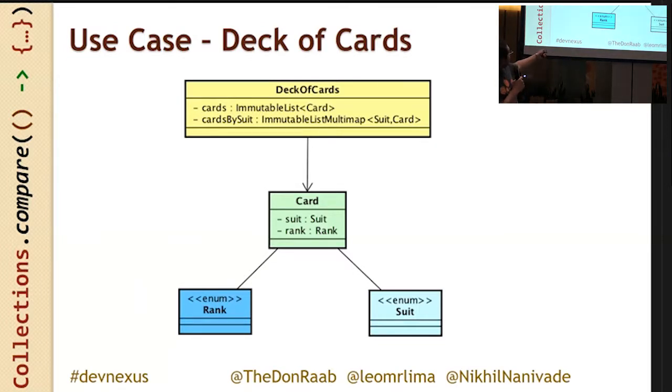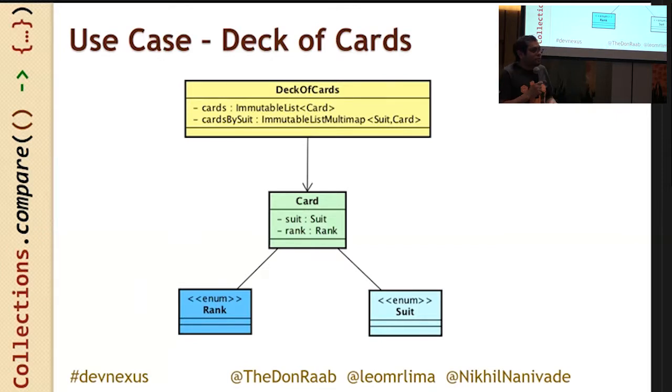So essentially, you have a deck of cards. It's made of an immutable list, and an immutable list is essentially one which does not have the mutating API, so to say. You cannot add, you cannot remove. And the reason why you want it to be an immutable list is because at any given point of time, you only want 52 cards.